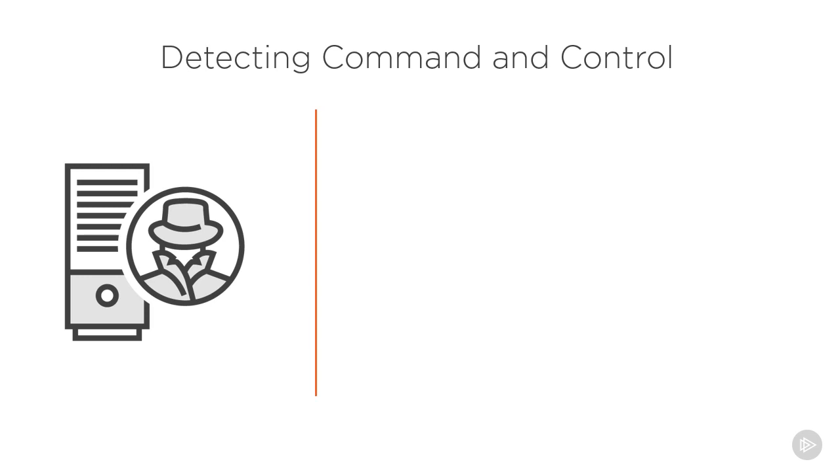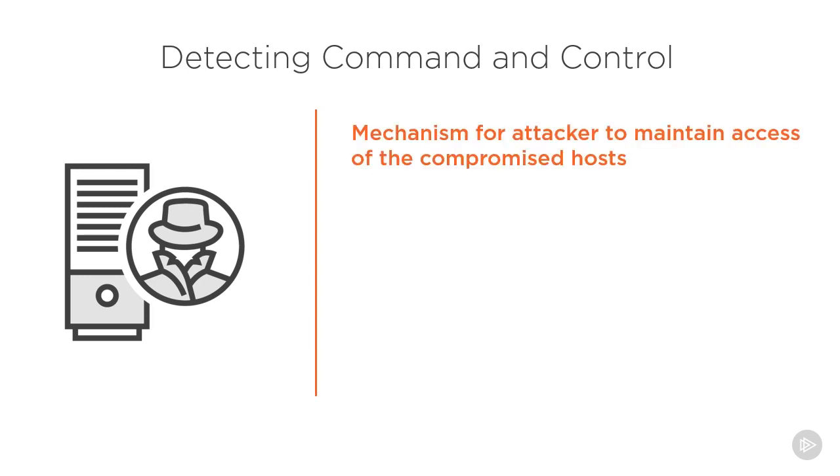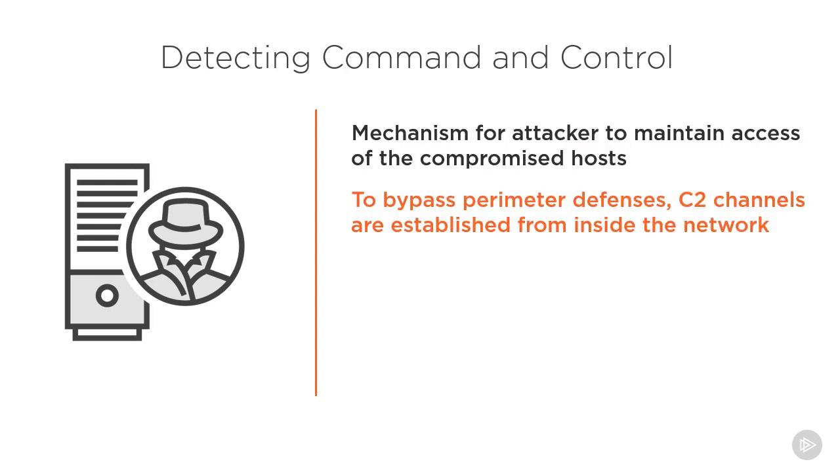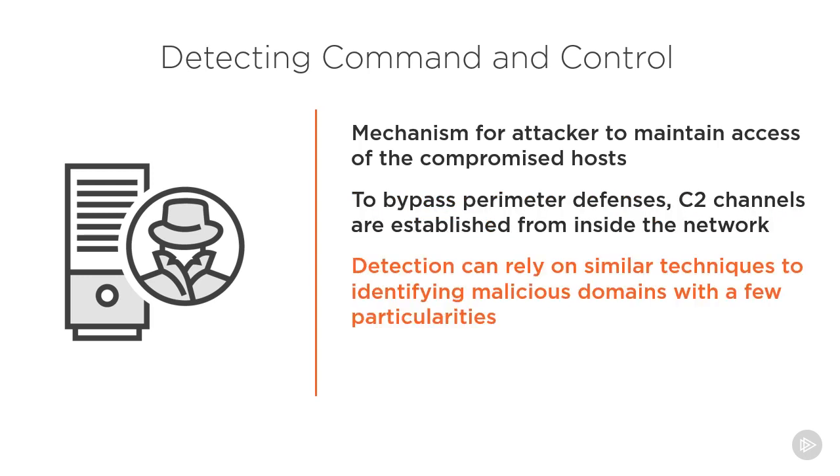After a successful exploitation, any attacker desires to control the compromised host. Command and control channels are a mechanism for the attacker to maintain access. To bypass perimeter defenses, C2 channels are established from inside the network outbound to infrastructure controlled by the attacker. Detection can rely on similar techniques to identifying malicious domains with a few particularities.